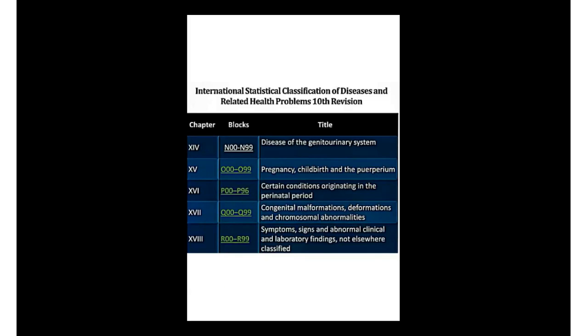Okay, P00 to P96 certain conditions originating in the perinatal period, like during the pregnancy, what all things arise in the child or arise during this period, during the pregnancy period. So that will be covered under P00 to P96.